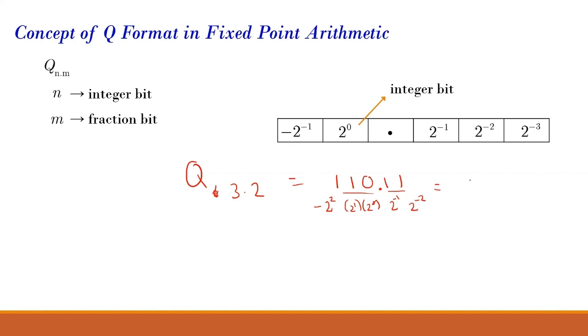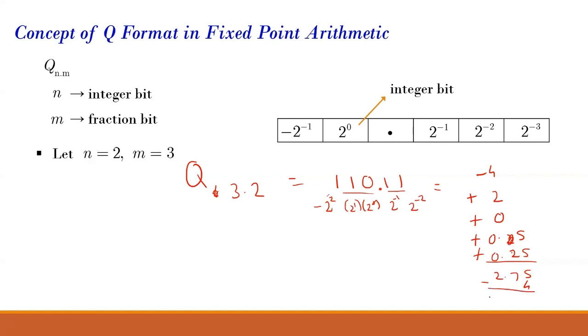So the value which I will get is 6.75. How much? Sorry, 6.75? No, because it is signed. So 1 into minus 4 is minus 4, plus 2, plus 0, plus 0.5, plus 0.25. So you will get 2.75 minus 4, which comes out to be minus 1.25.